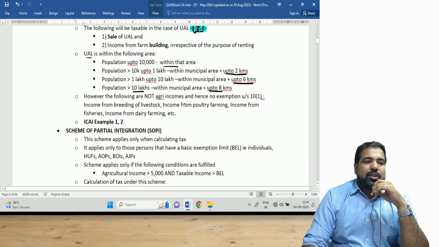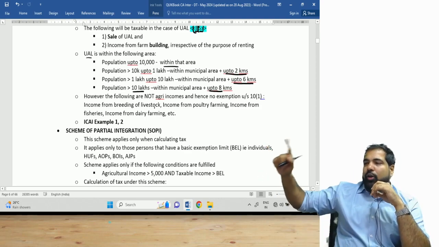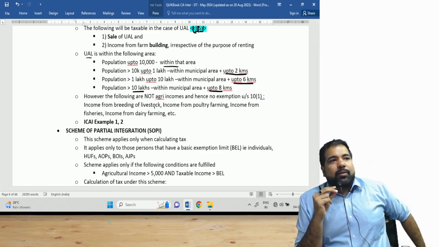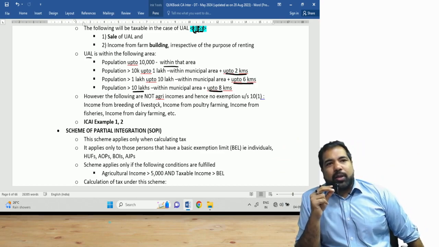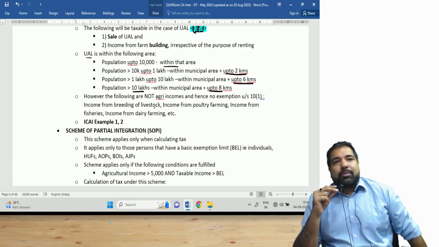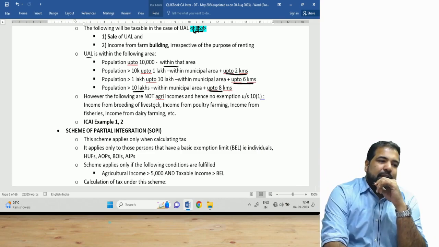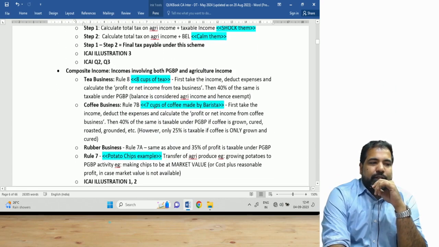Next, guys, horticulture is not benefited, only agriculture, and of course floriculture also. What about dairy farming? Taxable. Poultry farming, sericulture, taxable. Beekeeping, sandalwood, timber, taxable.